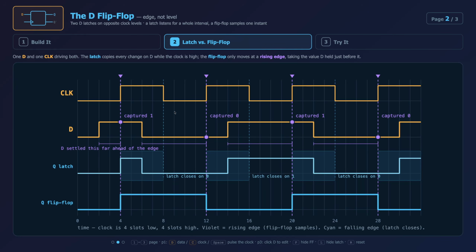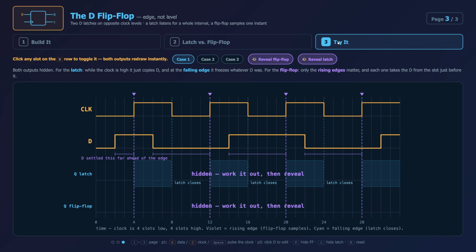All right, so what I'd like you to do is try this. We're going to walk through some of these in class. This is something that shows up on exam problems. I want you to understand the difference between a flip-flop and a latch.